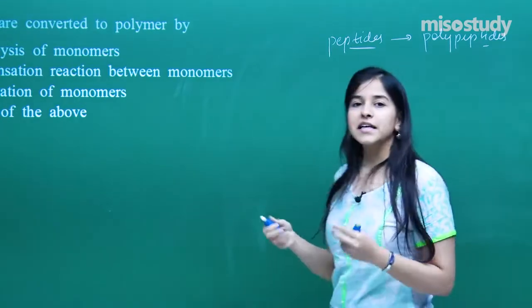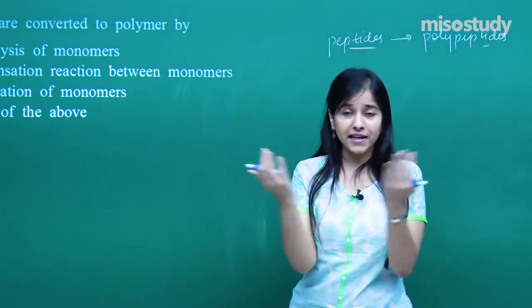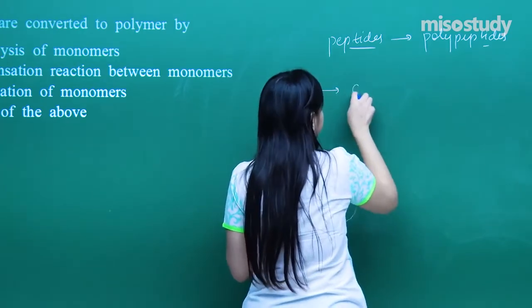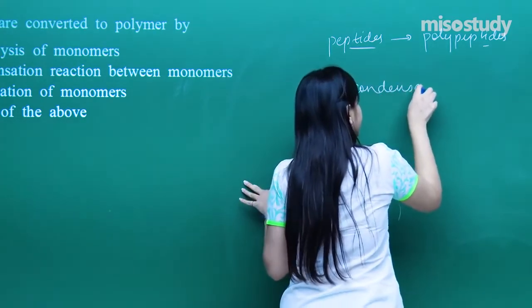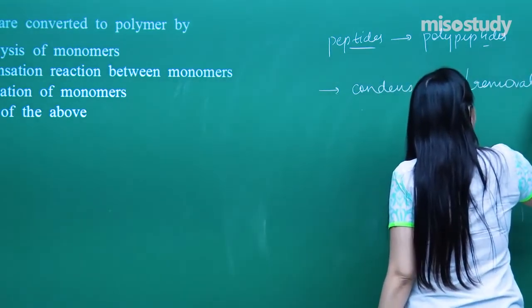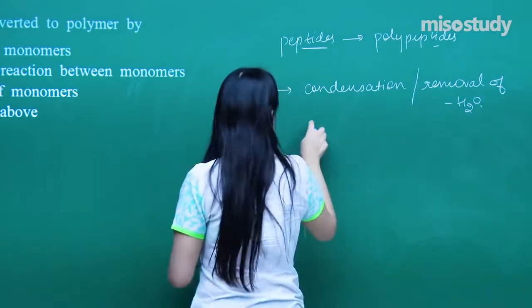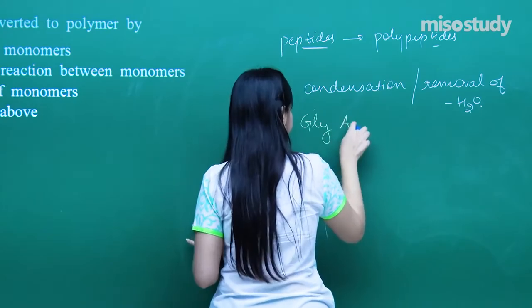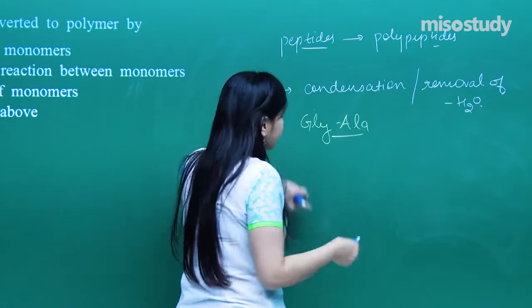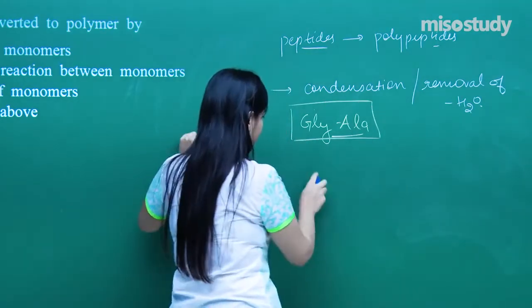So how are these polypeptide chains formed? They are formed when specific amino acids get combined, and how are they combined? They are combined by condensation, or I can say removal of a water molecule. So if I take an example of glyala, how does it form? If I say two amino acid molecules are connected, let us just have glyala first.